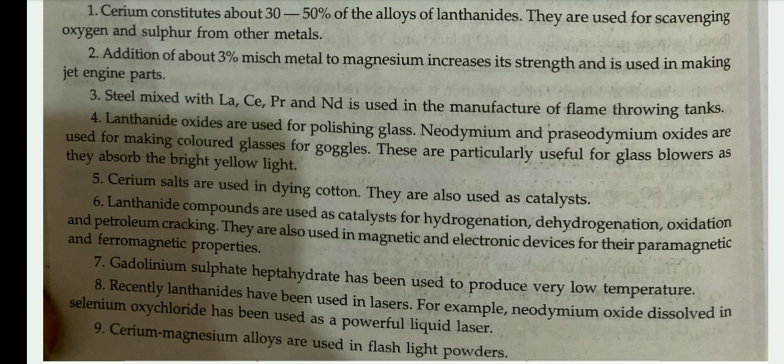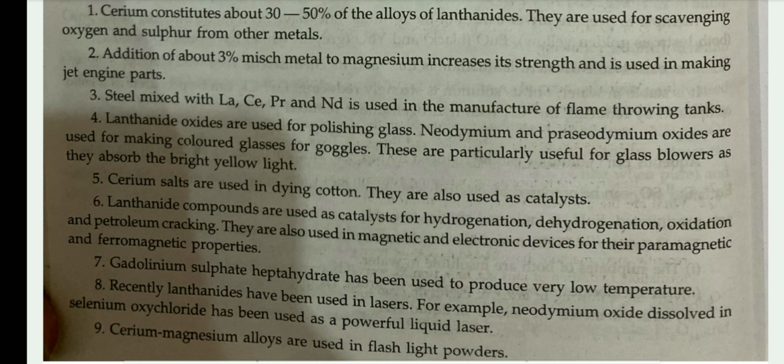Cerium salts are used in dyeing cotton. They are also used as catalysts. Lanthanoid compounds are used as catalysts for hydrogenation, dehydrogenation, oxidation, and petroleum cracking. They are also used in magnetic and electronic devices for their paramagnetic and ferromagnetic properties.